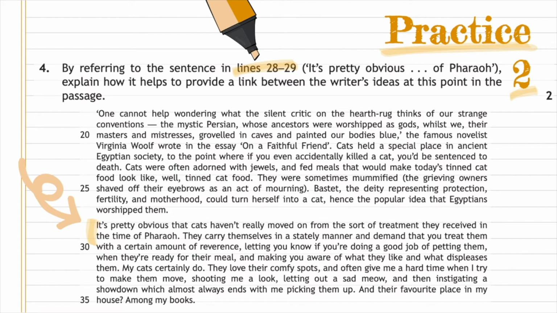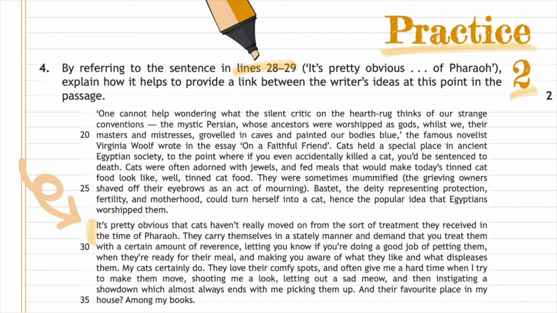I usually recommend reading the paragraph prior to this so that we gauge an understanding about when there's a change in subject. It says, one cannot help wondering what the silent critic on the hearth rug thinks of our strange conventions. The mystic Persian whose ancestors were worshipped as gods, whilst we, their masters and mistresses, grovelled and painted our bodies blue.